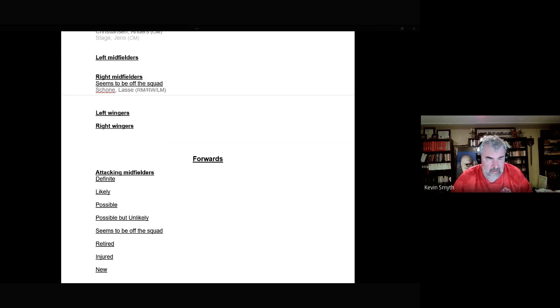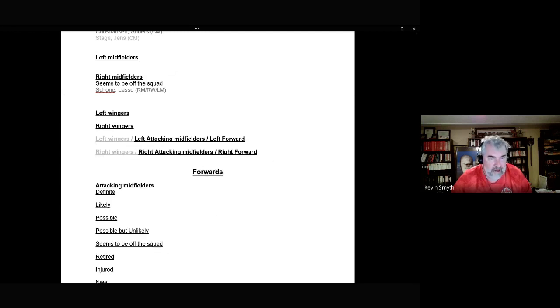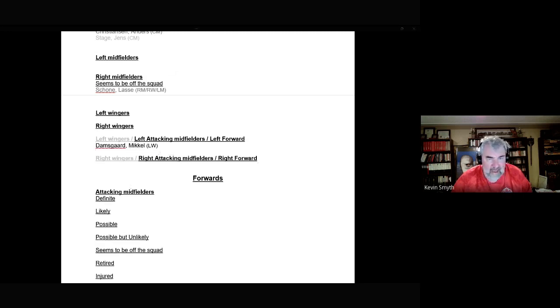But as I said, we're going to view them more as left attacking midfielders or left forwards here, and we'll do the same on the right side a bit later. So the candidates we have here are Mikael Damsgaard, and we consider him a definite candidate.